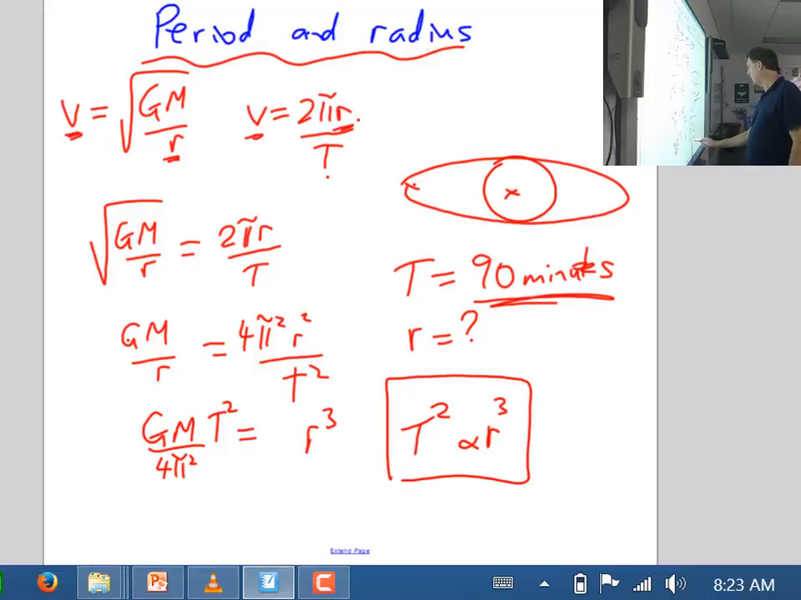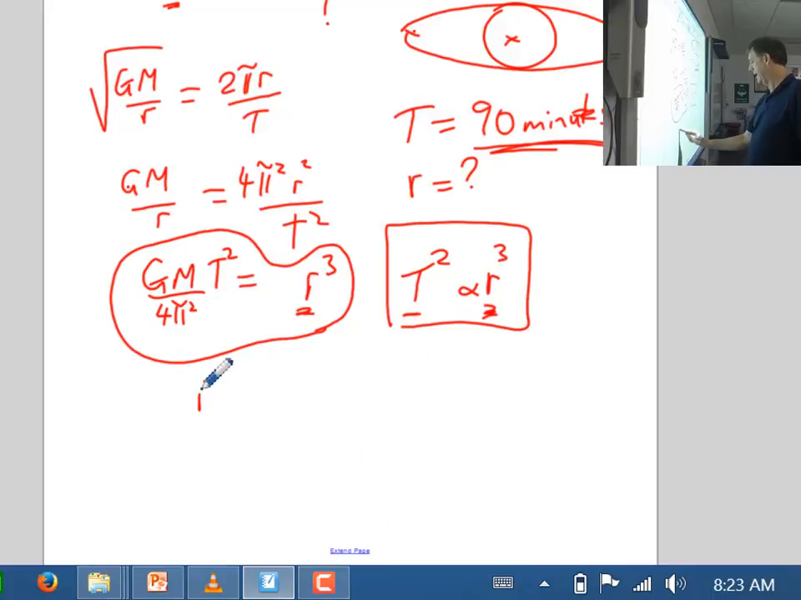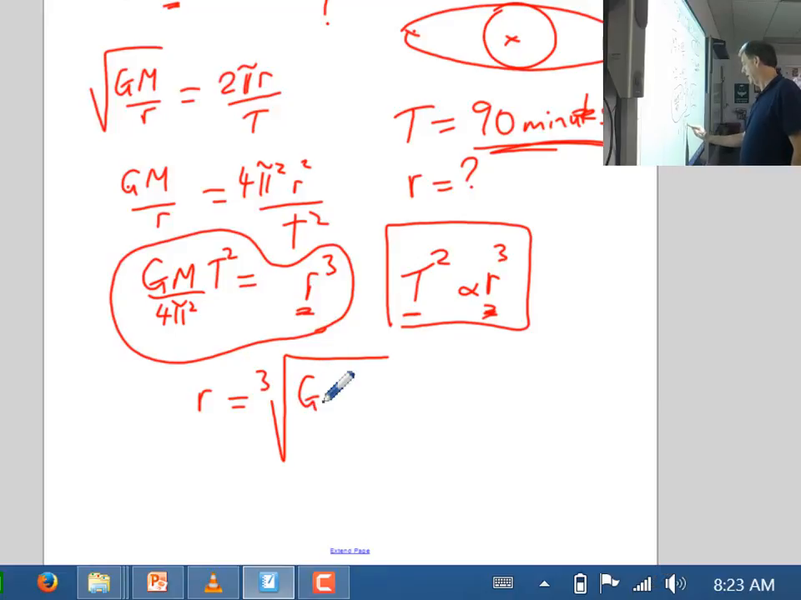What this means is if you want a satellite with a longer period, you need to place it further away. But it also allows us, from this formula, to calculate exactly how far that radius should be. Because r is the cube root of GM t squared over 4 pi squared. And that would tell you how high you need to place your satellite. Don't forget period needs to be in seconds.